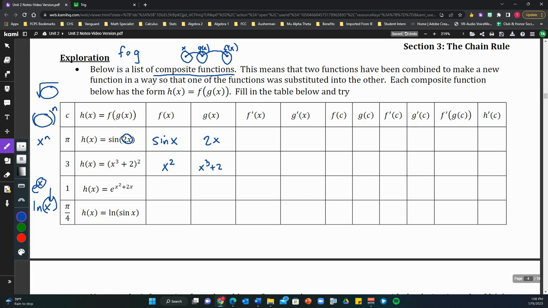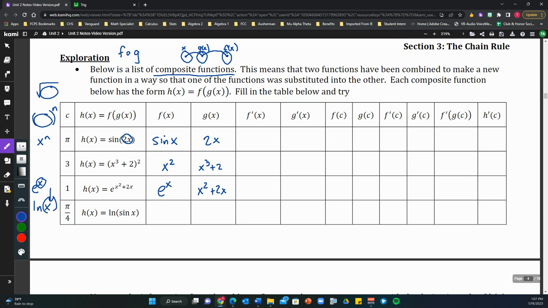Third one, h of x equals e to the x squared plus 2x power. Again, that one is pretty straightforward. Our inside, if you notice, sometimes it is actually easier to identify or write down the inside function first, and then once that has been removed, that empty spot just gets filled back in with x. So that is a strategy sometimes if you're struggling with this. Pull out the inside thing and then replace it back with the normal input of x, and that is your outside function.